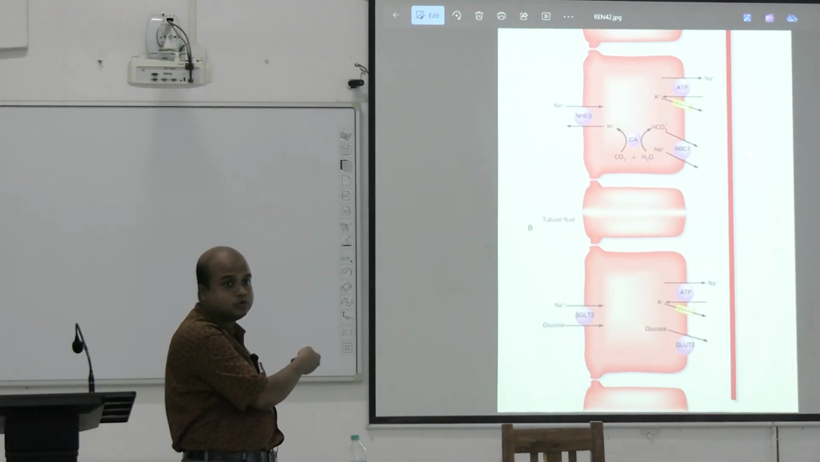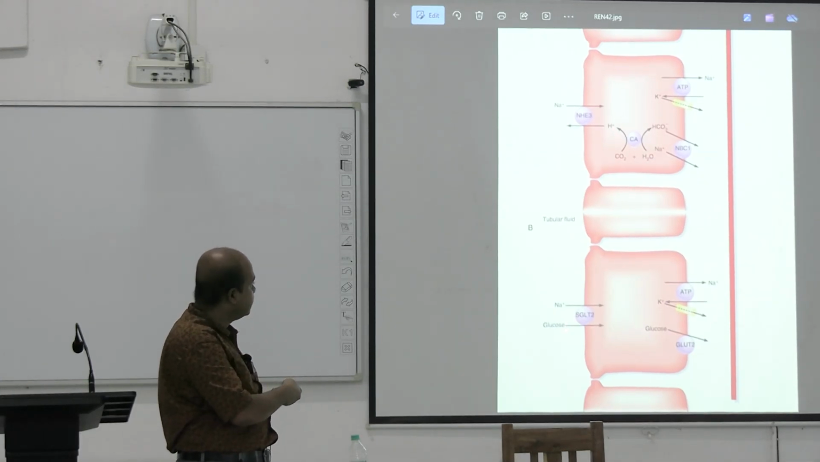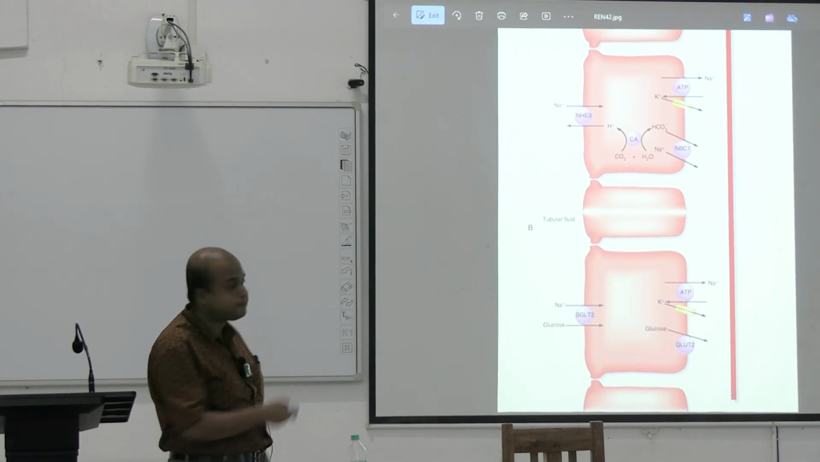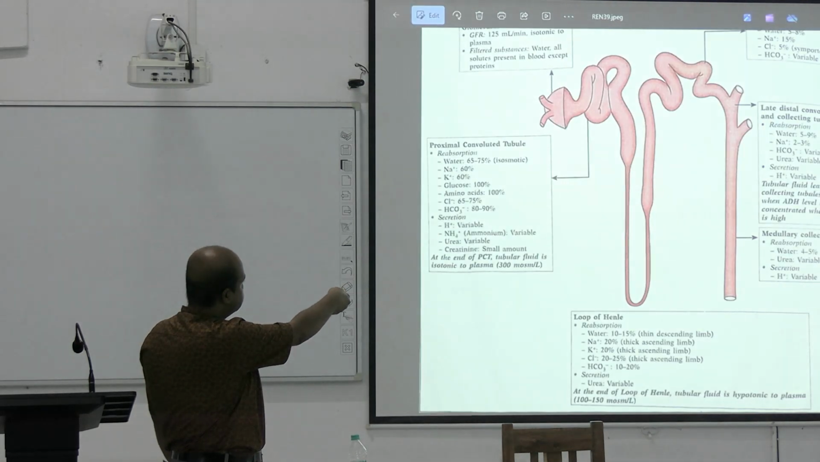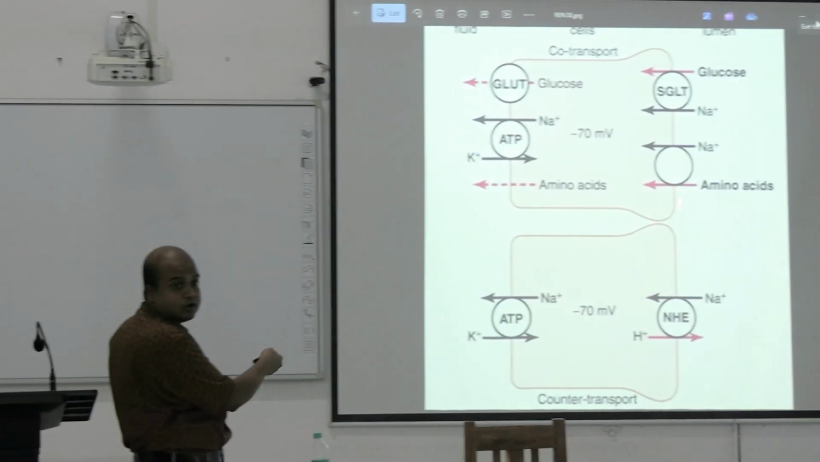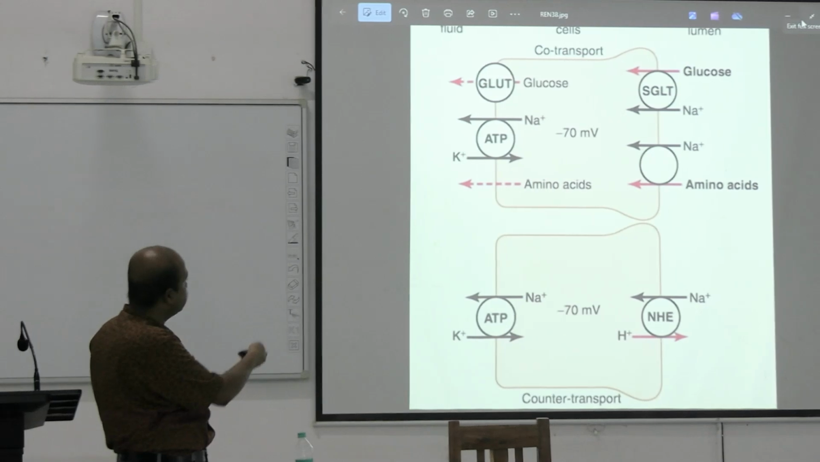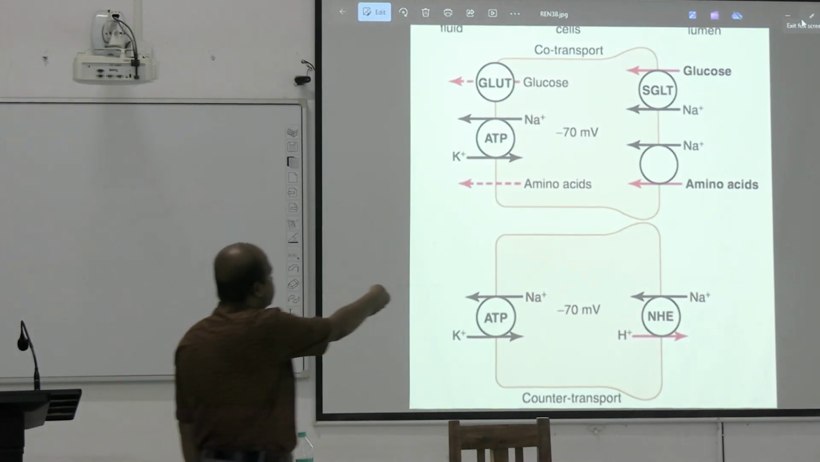Now what is not shown here: along with the sodium-glucose importer, there is also a sodium-amino acid importer. These are also there, though not shown, so amino acids can also be transported like that.